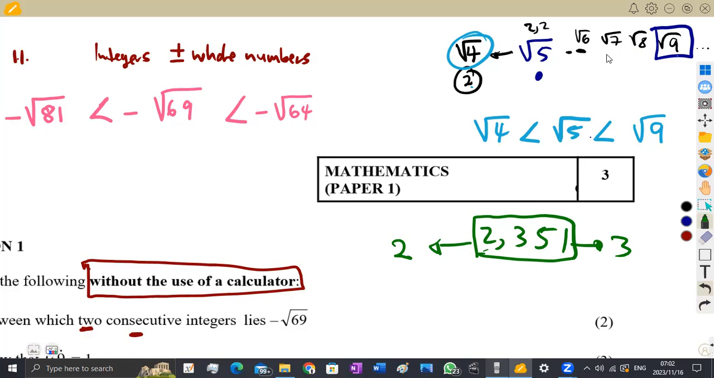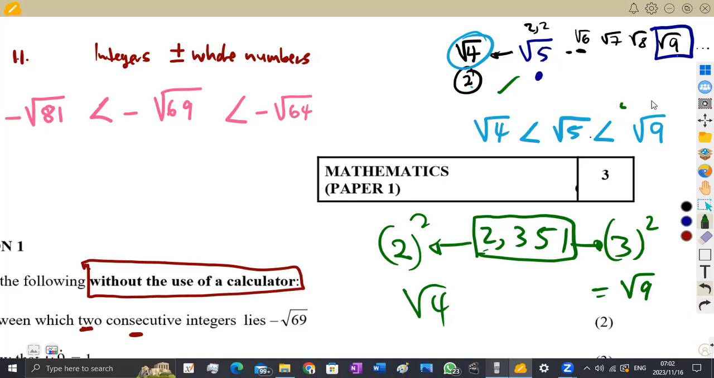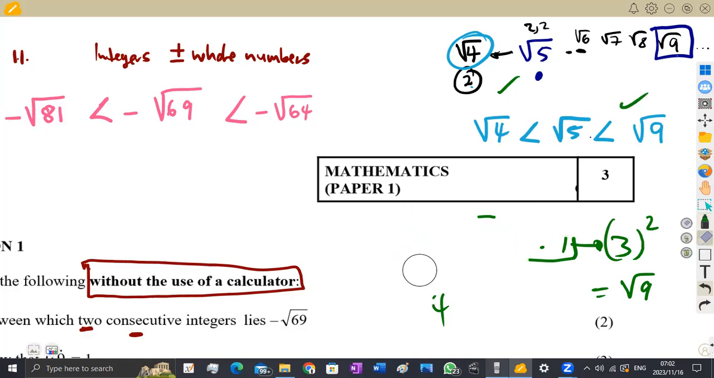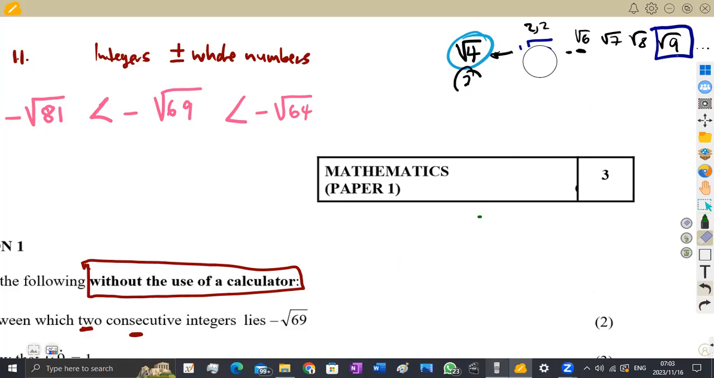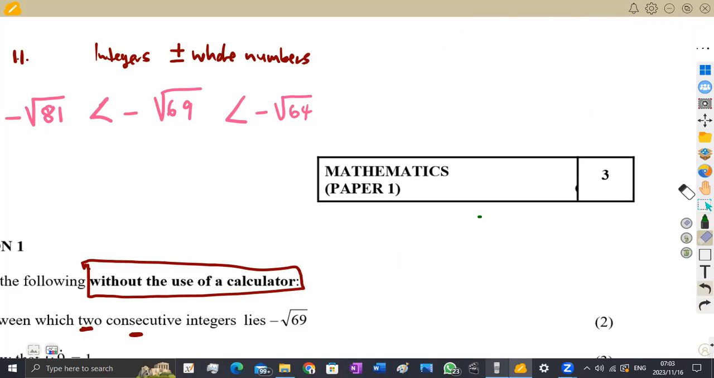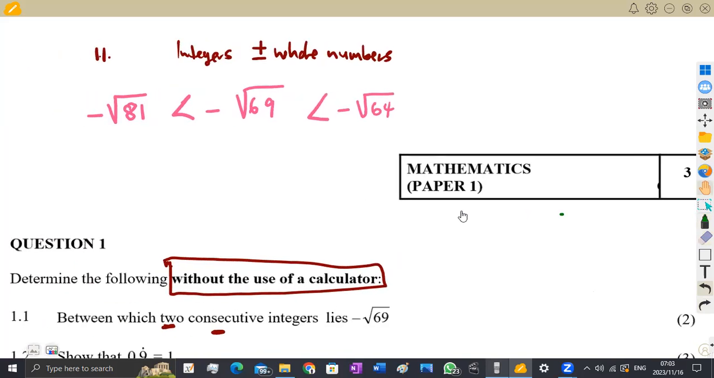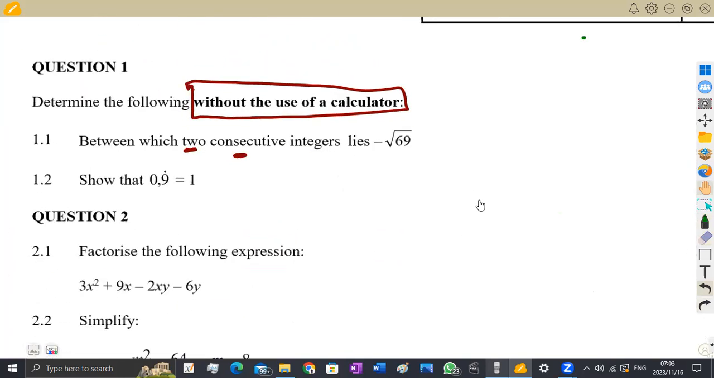Or we can test using this part of the square root. Then we square our number, 3 squared, which is 9. So it's the square root of 9. 2 squared, which is 4. So it's the square root of 4. So we have our square roots here. So guys, as we can see, it's something that is simply direct. You just have to play around with your questions, revise as many questions as you can, like I said before. All right, so that was our question, 2 marks for that.